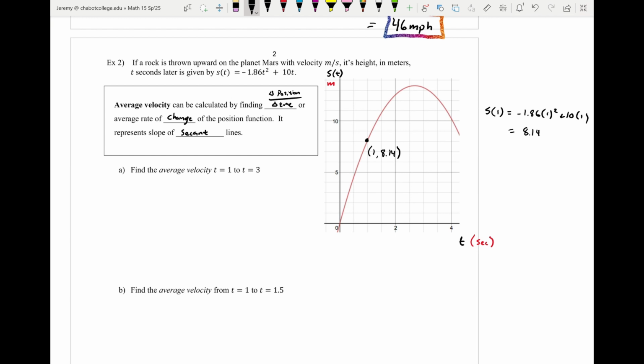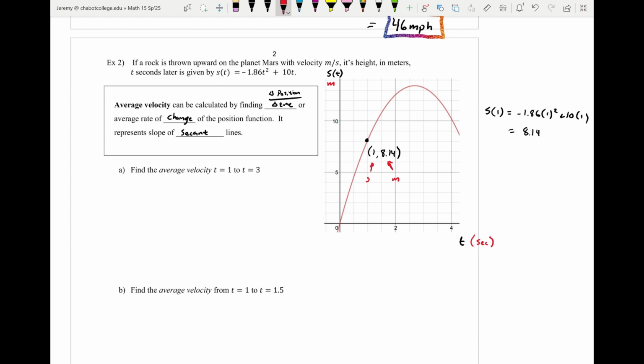So let's interpret this. What does this ordered pair mean? Well, the 1 is a measurement of time, so that's 1 second. And the 8.14 is measured in meters, so really that's 8.14 meters. So what this point tells us is, remember this rock is being thrown upwards on the planet Mars. After 1 second, the rock is 8.14 meters in the air. So this is the height of this space rock.